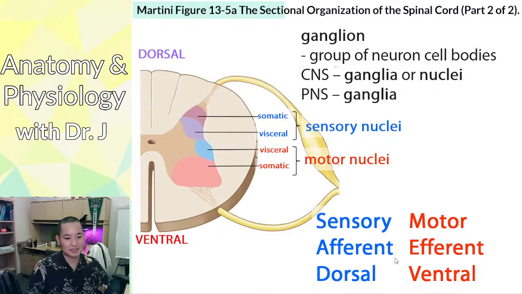But the key point is that sensation is not the same as motor commands. And afferent, A before E, so afferent is carrying signals toward your central nervous system. Efferent signals are carrying commands from your central nervous system to other parts of your body. And they tend to be located dorsal and ventral respectively.